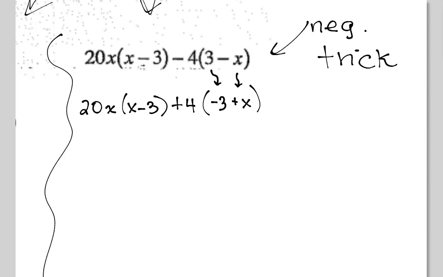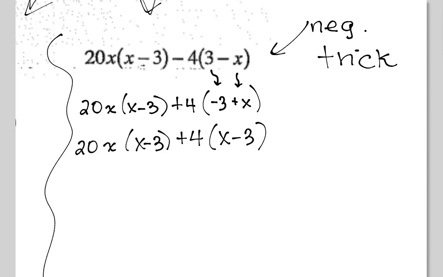Now you don't have to do this, but I'm going to, just to show it, not touching the first term, I'm just going to rewrite the order so it really is the same. Now what do they have in common? X minus 3. So you factor that x minus 3 out, and what's left over?